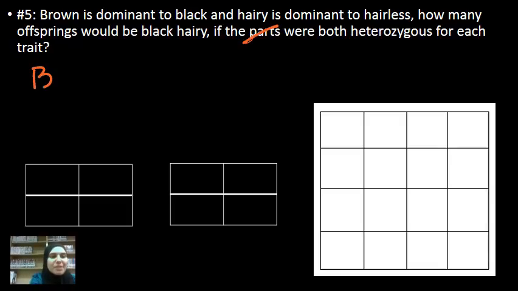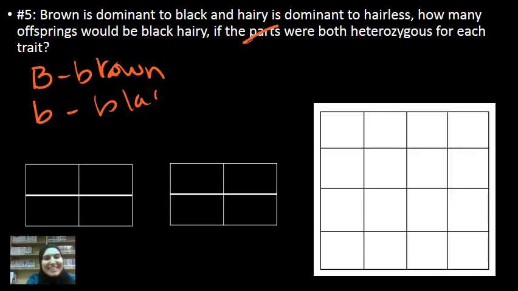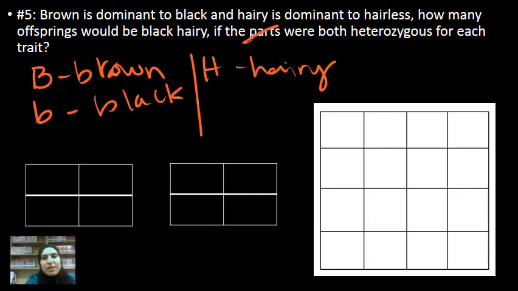So we know that capital B is for brown, lowercase is going to be for black. We know that capital H is going to be for hairy. We know lowercase is going to be for hairless.